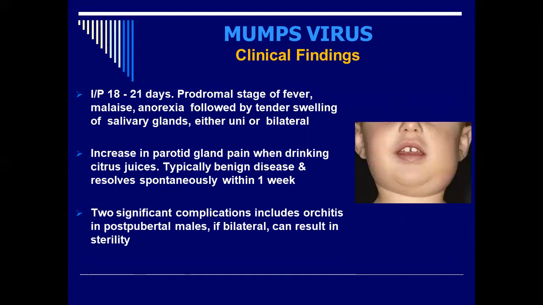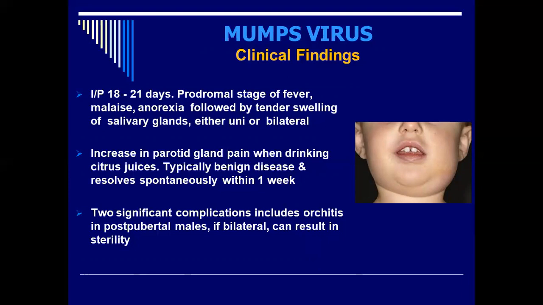The incubation period is about 3 to 4 weeks. In the early stage, there are the same signs and symptoms, and we can hardly differentiate between the various viral illnesses like measles, mumps, influenza, and parainfluenza. Fever, malaise, and anorexia may be followed by tender swelling of the salivary gland. This is important in the case of mumps.